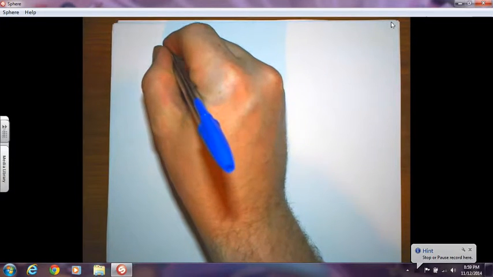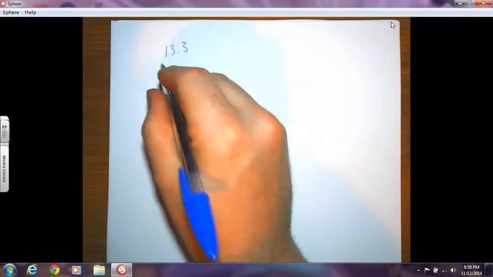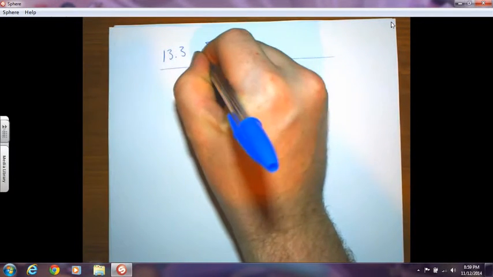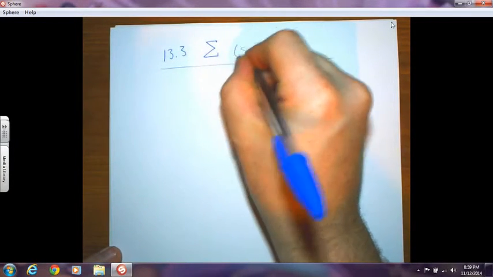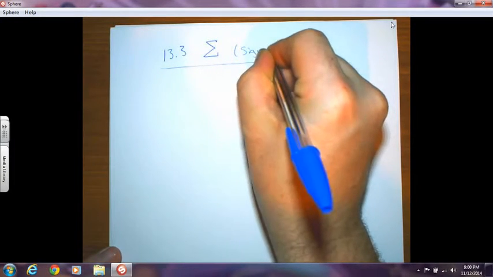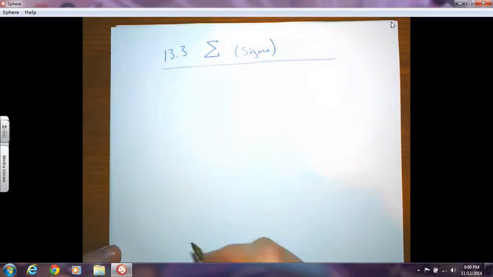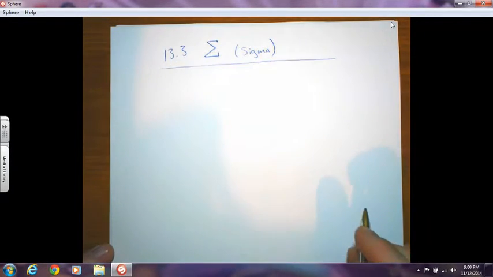Alright, so today we're talking about 13.3 in your textbook. And we've got two symbols that we want to talk about in 13.3 and what they mean. The first one we're going to focus on is sigma. And sigma is a Greek letter, and we're going to use it to take the sum of a sequence or a series.